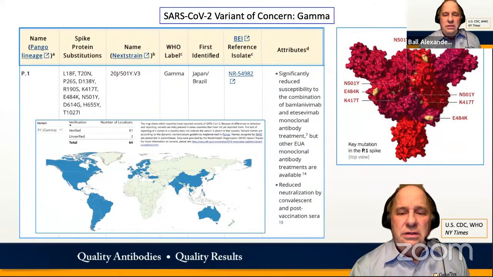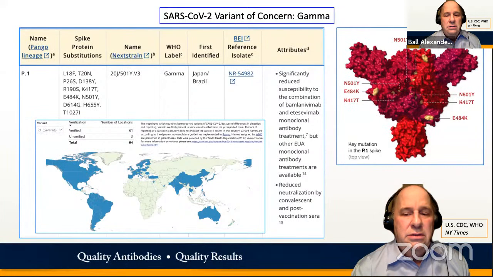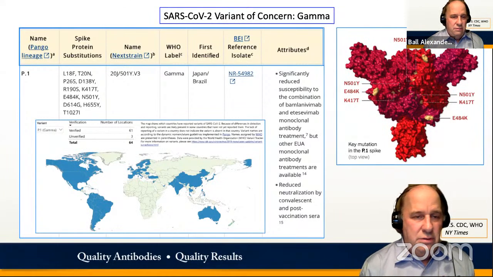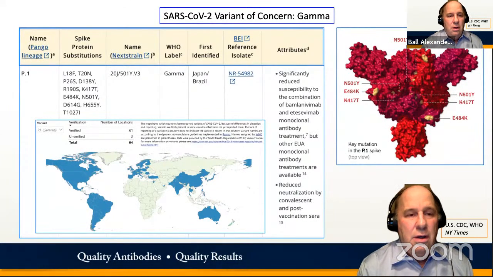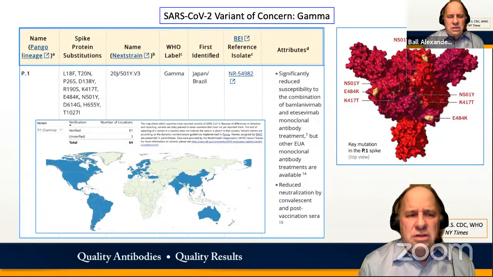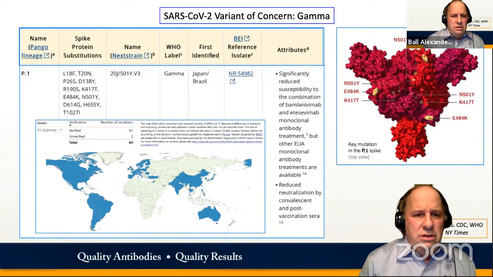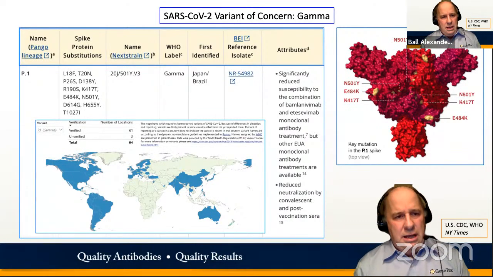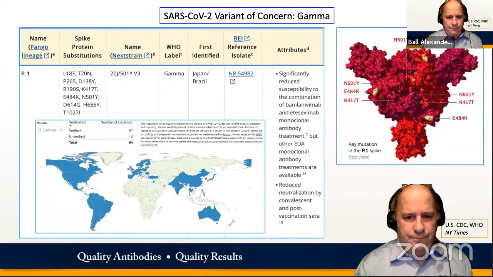And it shows significantly reduced susceptibility to certain of the monoclonal antibody therapies, and seems to show reduced neutralization by convalescent and post-vaccination sera. That being said, the decrease in susceptibility to post-vaccination sera is measurable. But as we'll see, so far, most of the vaccines are still fairly active against the variants. For some of the vaccines, including some from China, we're still waiting for final data, but I'm sure that data will be forthcoming.